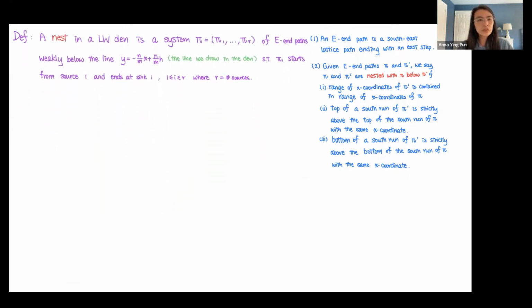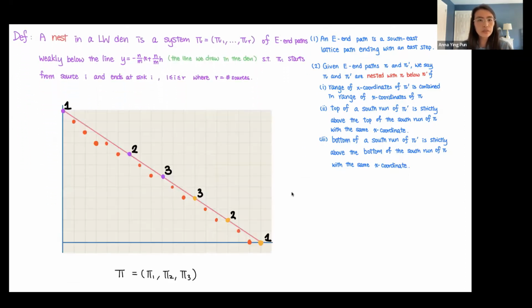So we are going to build a nest together, okay? So we have this then. And how are we going to build a nest? So you start from the highest number, so 3 and 3. Your goal is to draw a path going south or east. Make sure the last step is east, and then start from 3 and end at 3.